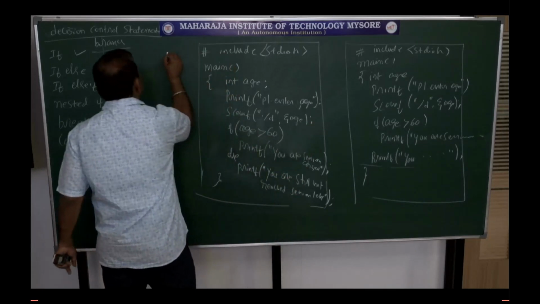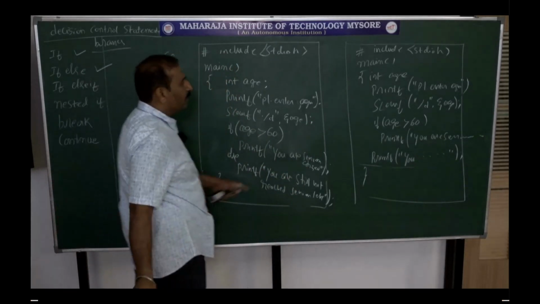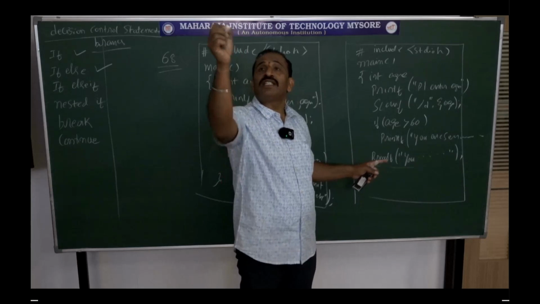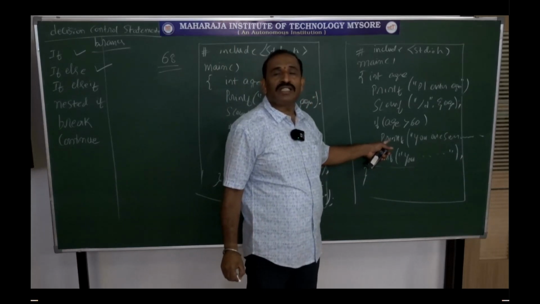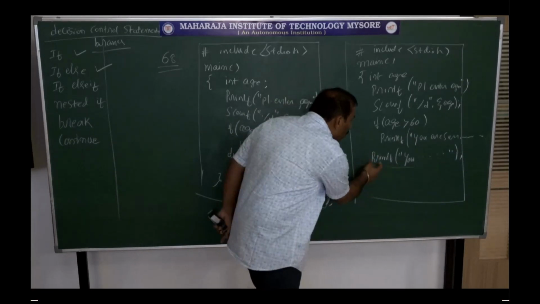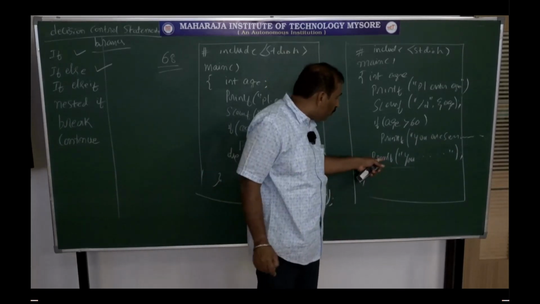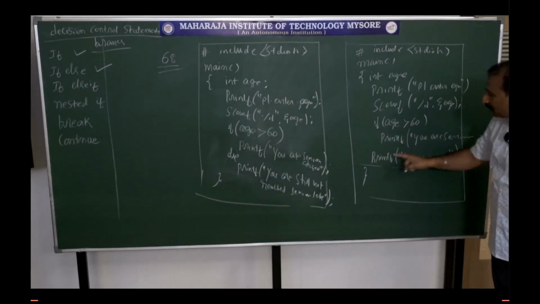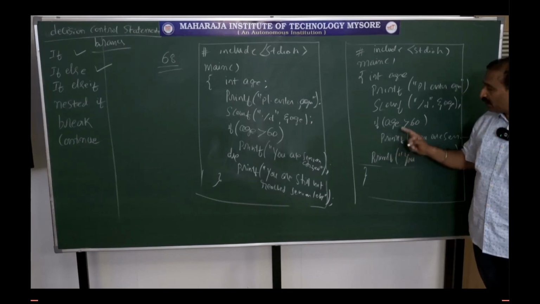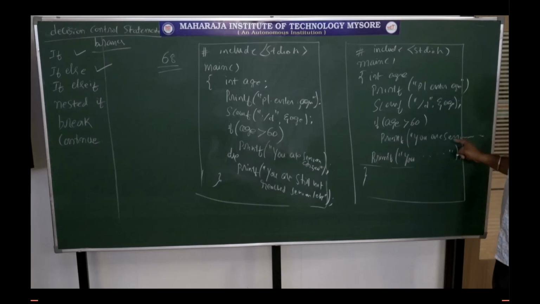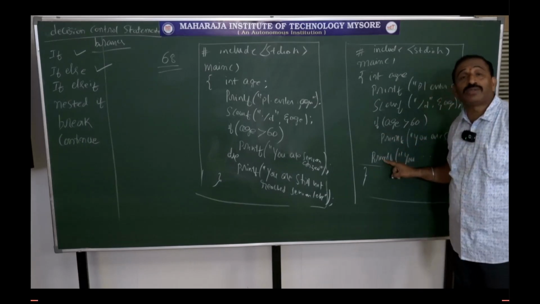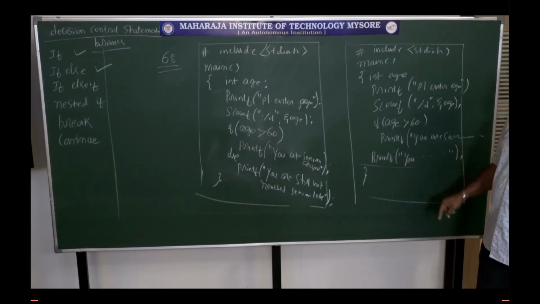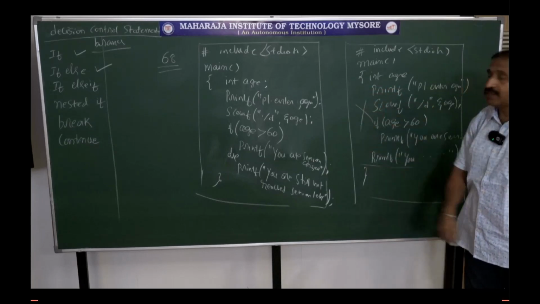If somebody has typed the age as 68, what will happen? If age is greater than 60, yes, 68 is greater than 60. So therefore this gets printed: you are a senior citizen. Next, this is also printed, because you have put the condition, if age is greater than 60, you print this. You did not mention anything on this because you considered a single line of code. So this is also executed along with that: printf, you have not reached the senior level. So there is a mistake in this case.